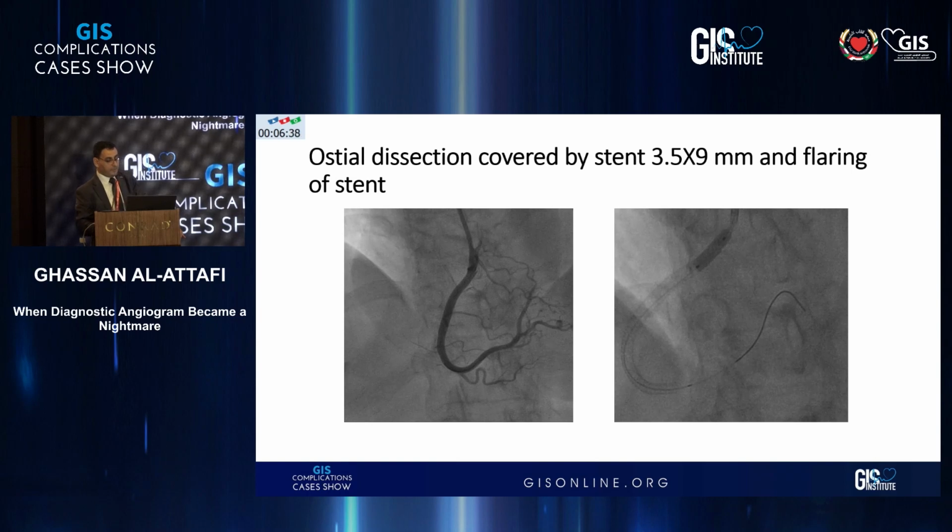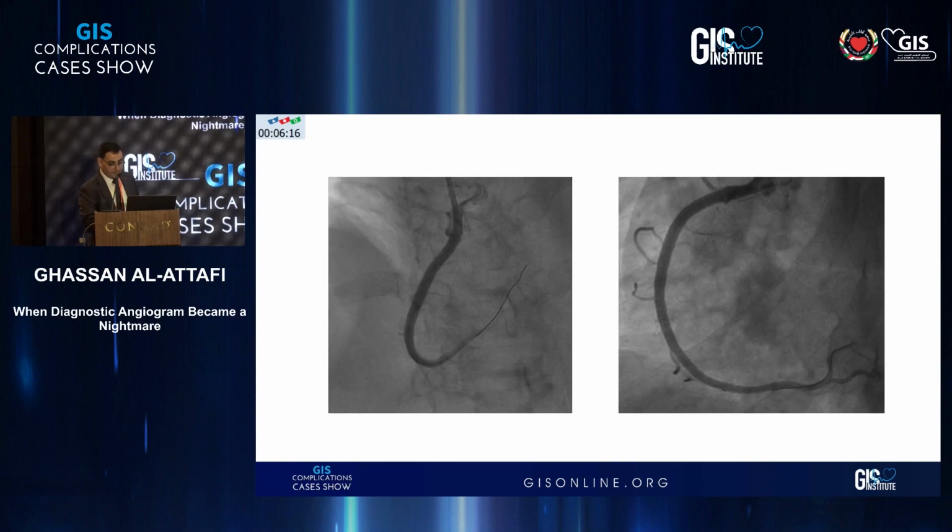And if we look at this spider view, at the area of the ostium of the right coronary artery, it looks like there is a dissection flap. I was not comfortable leaving that segment without covering because it may extend to the ascending aorta. So I stented it with a 3.5 by 9 mm stent, flaring the stent properly. And this is the final result.